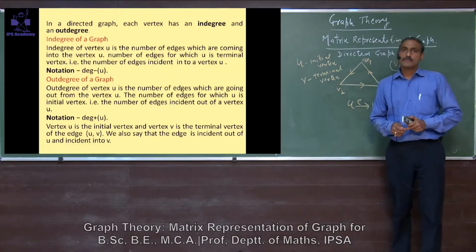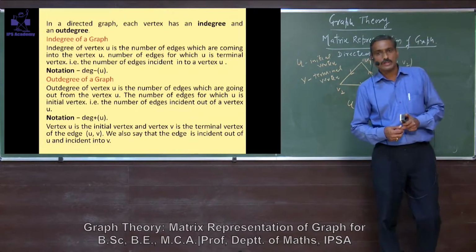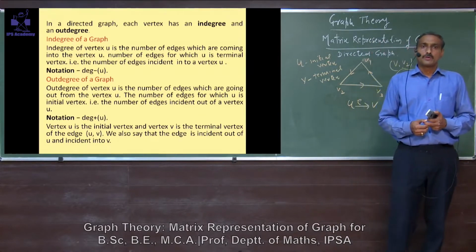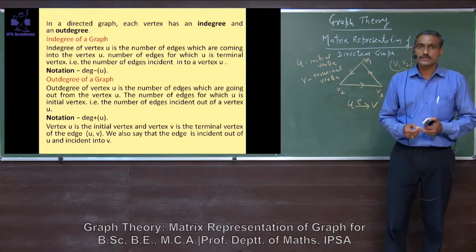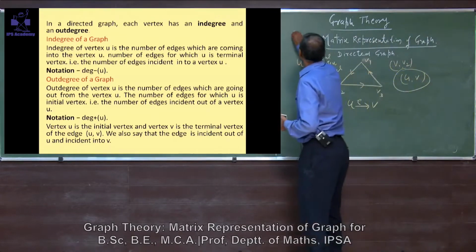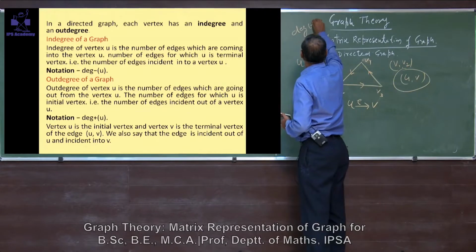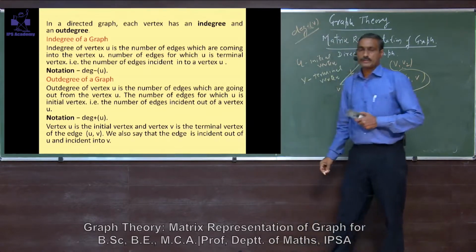Okay, that is the number of edges incident into a vertex u. The notation of this is the degree of minus u, which is the notation of in degree.